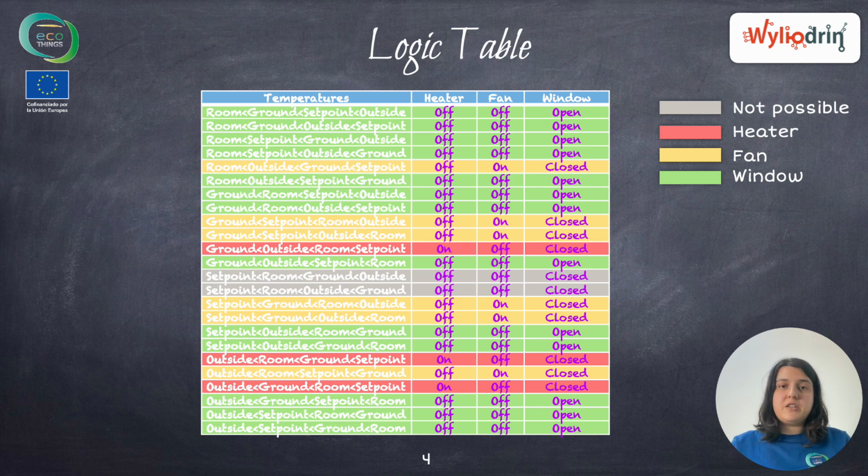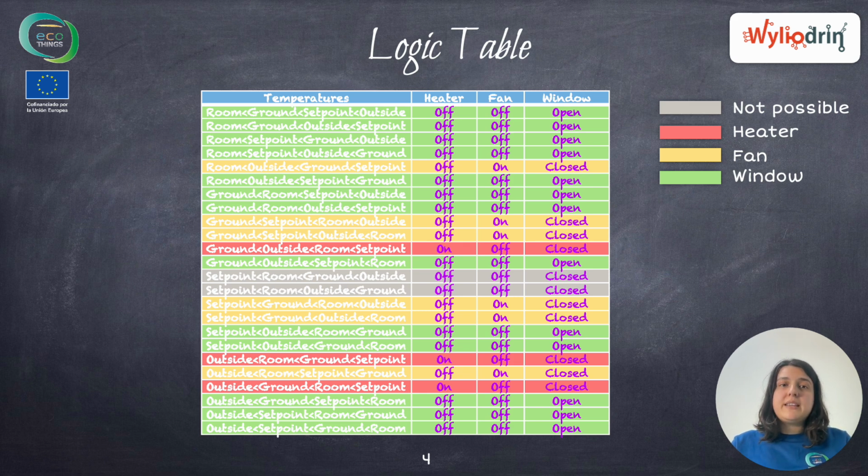We have the room temperature, the one that we read using the sensor. We have the ground temperature, which is fixed. We have the set point, which is the temperature set by the user and is the temperature that we want to have in our living room. And we have the outside temperature, which we will measure using a web service.